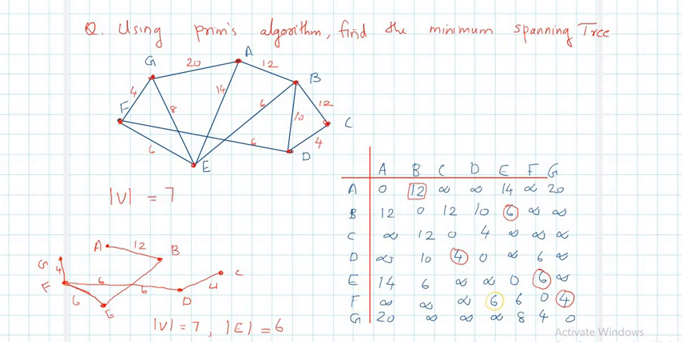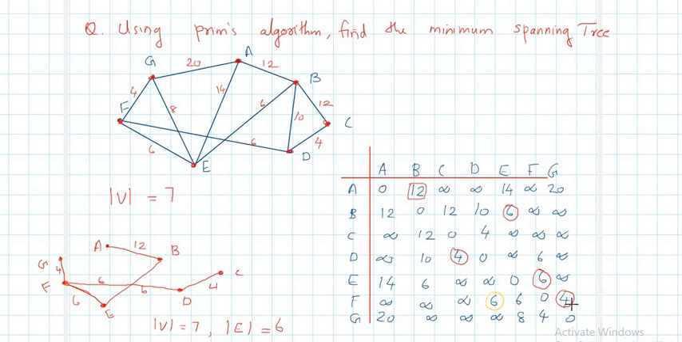Then if you take the next minimum, that's G to E. If you take this next minimum, that is from G to E, then it becomes a closed one. That is not possible in the case of a minimum spanning tree. So we will move back to F.